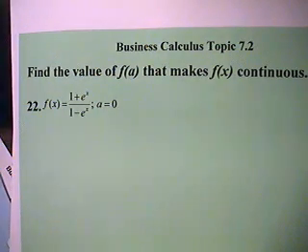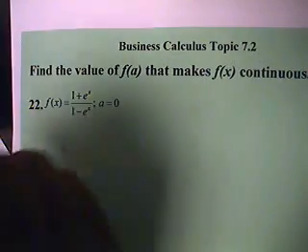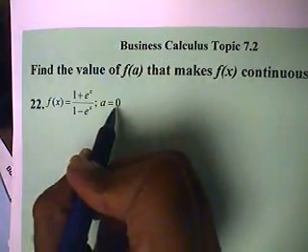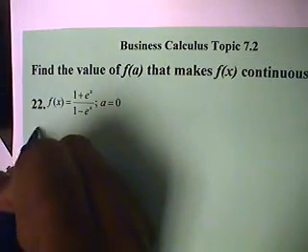Business Calculus, Topic 7.2. Finding the value of f of a that makes f of x continuous. For f of x to be continuous, we have to make sure that the left and right side limits as x approaches 0 exist and are the same. So let's look at both of those.